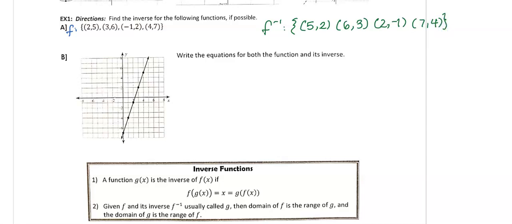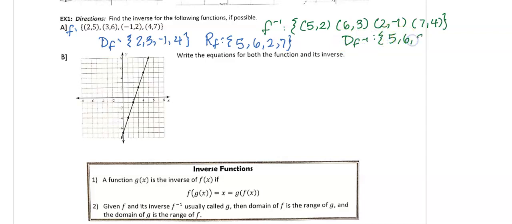Okay, so from the function, the domain of my function is going to be 2, 3, -1, 4. The range of my function is going to be 5, 6, 2, 7. Now let's take a look at our inverse. The domain of the inverse is 5, 6, 2, 7. And the range of the inverse is 2, 3, -1, 4.